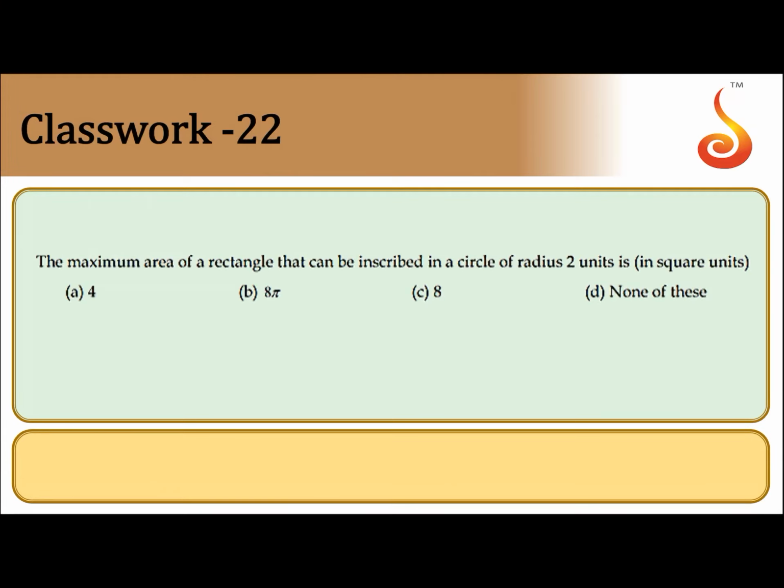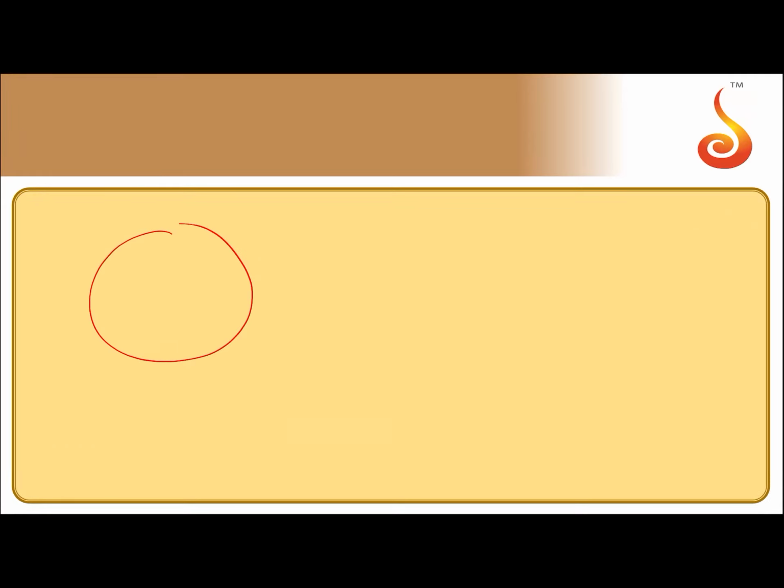Let me take up next one. The maximum area of the rectangle that can be inscribed in a circle of radius 2. See, a circle of radius 2. Remember, in case when a rectangle is inscribed in a circle x comma y, and this will become area is maximum. Area is maximum implies x must be is equals to y.